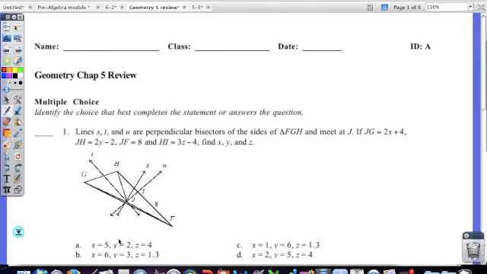Lines ST and U are perpendicular bisectors of the sides of triangle FGH and meet at J. If JG equals 2x plus 4, JH equals 2y minus 2, JF equals 8, and HI equals 3z minus 4, find x, y, and z.